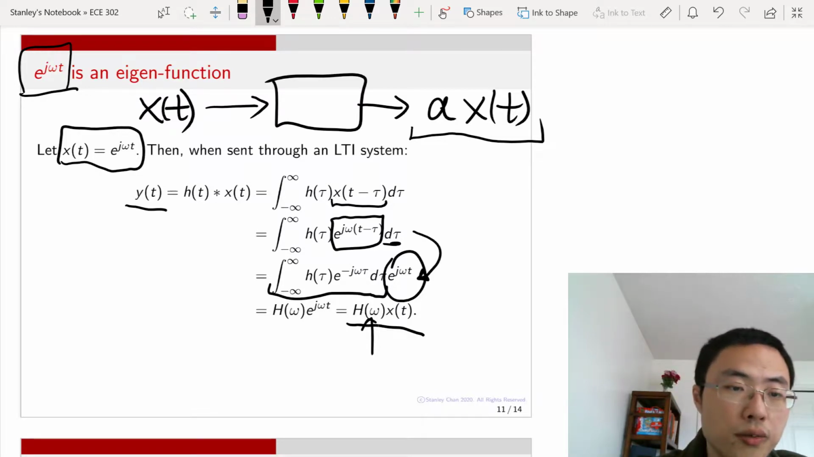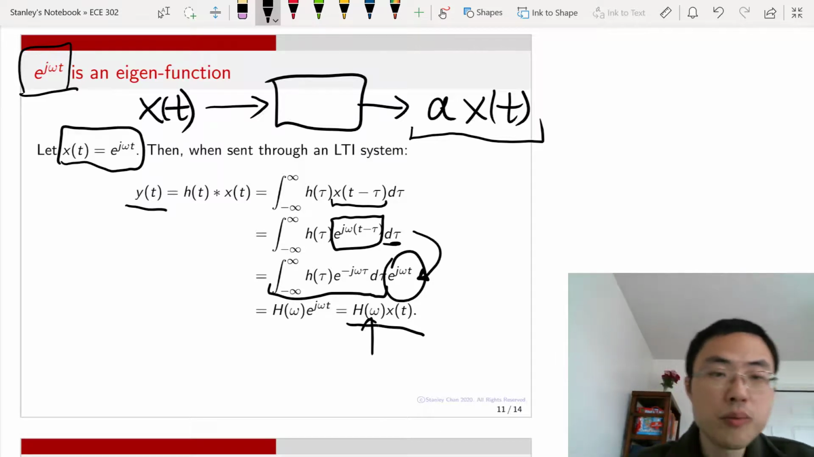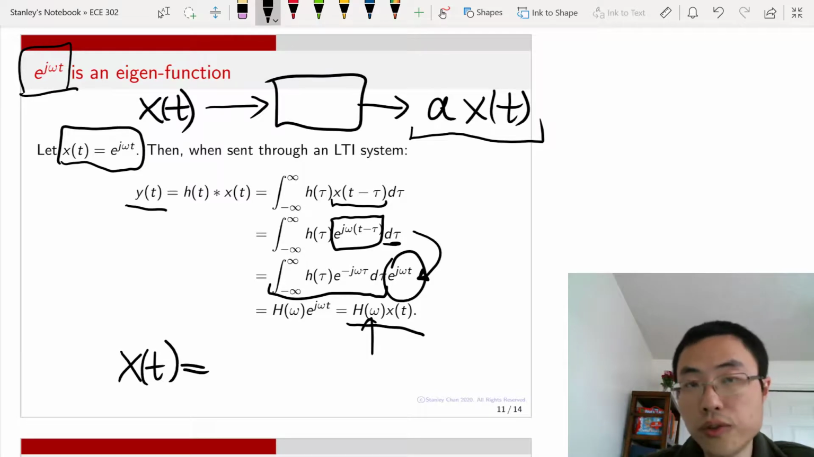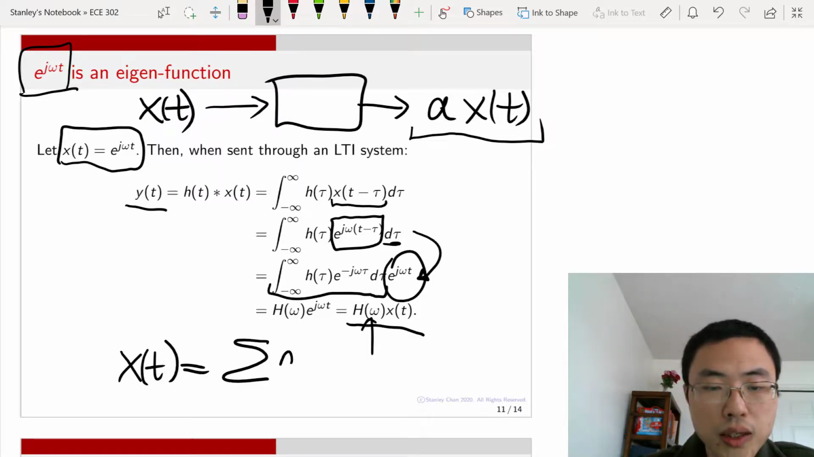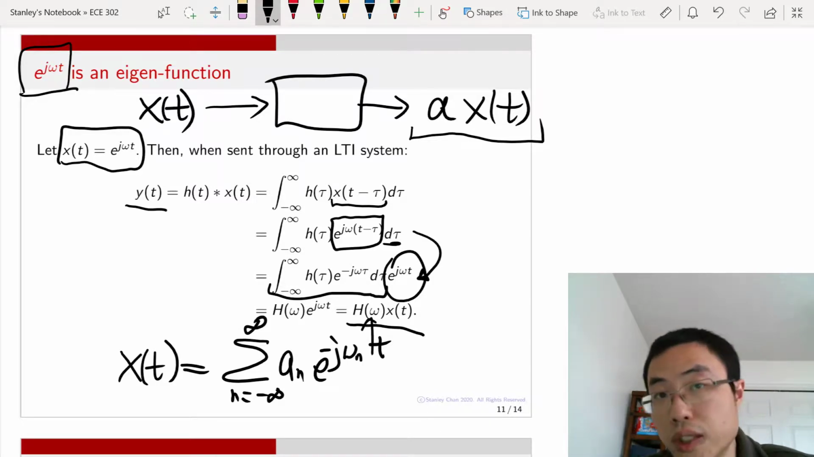And therefore your x of t being e to the power j omega t is indeed an eigenfunction. So why do we care about eigenfunction? Well, because if you remember, any function x of t, according to the Fourier series, you can write it as a_n e^(-j omega n t) for n going from minus infinity to infinity. Any function, as long as they are square integrable, you can write this function into this infinite series.